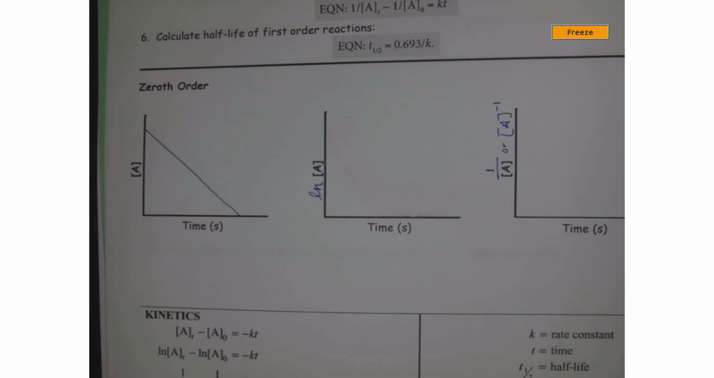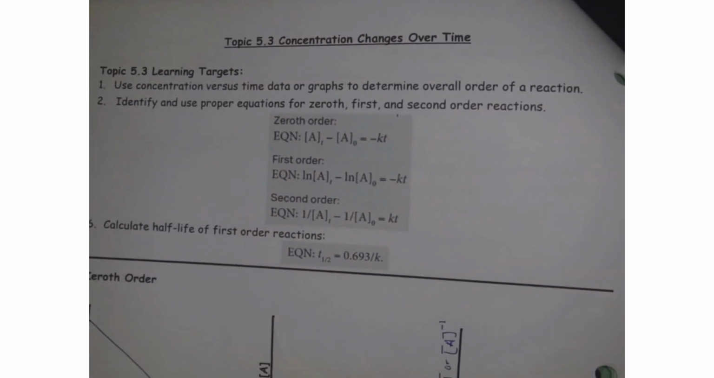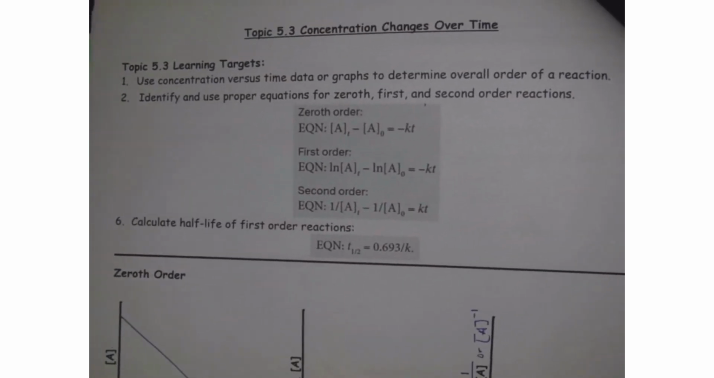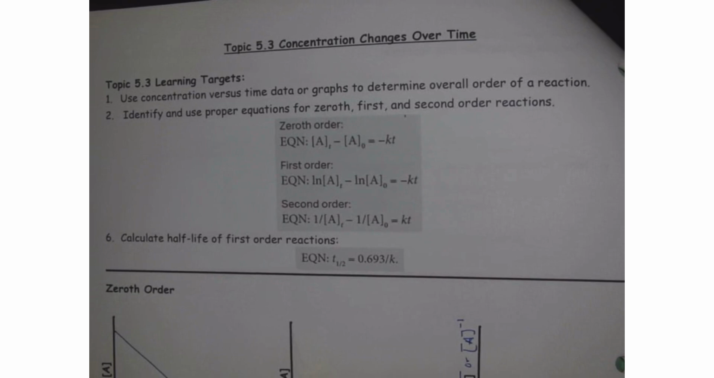Hello everyone. Okay, so we are on page 16, and we're covering topic 5.3. In class last time, we learned about how reactions can be zero order, first order, and second order. Today we're going to learn how to look at different types of graphs and identify, based on the graphs, if a reaction is zero, first, or second order.